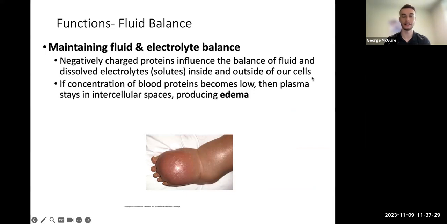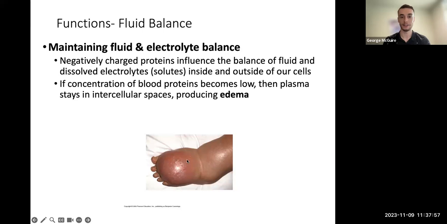And so, depending on the maintenance of those protein concentrations, for instance, if the concentration of proteins in our blood becomes too low, then a lot of the plasma and fluid that would typically be traveling through our body will end up staying outside of the cells in that particular area, which will lead to a buildup of fluids in that area in order to balance out the concentration. And that is what produces an edema.